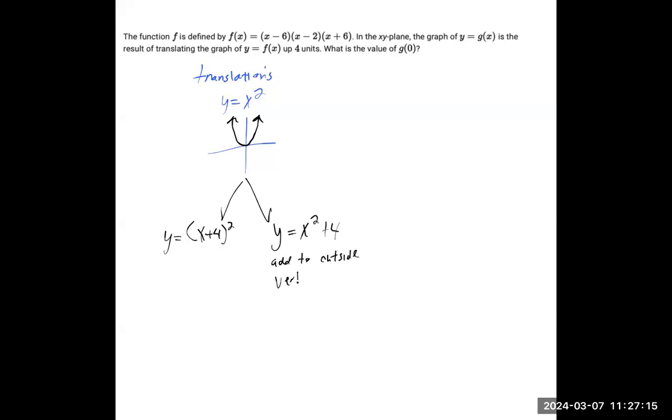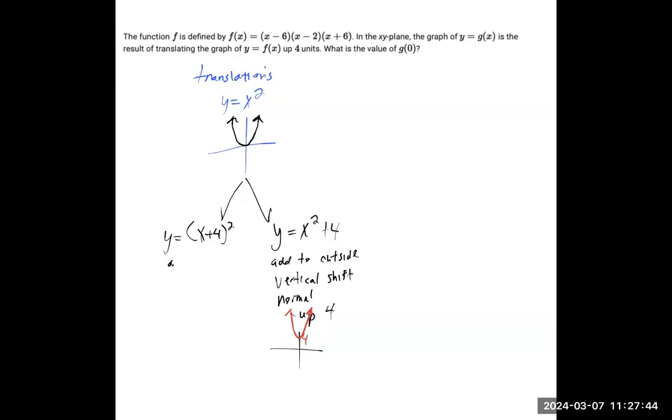If you add to the outside of a function, that's a vertical shift. And vertical shifts are normal. In other words, positive is up and negative is down. So this would just be up by 4. So now that parabola that I just drew would be shifted up 4.